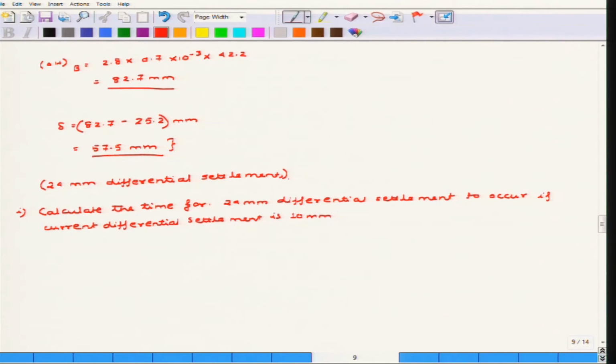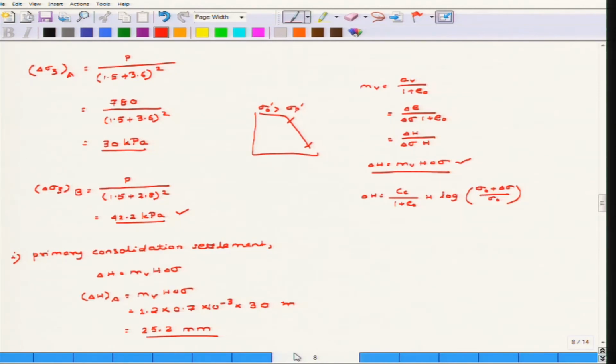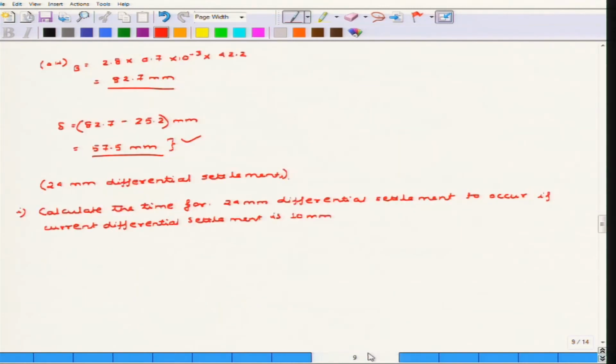within which you should restrict your differential settlement. So at present the differential settlement is ongoing in the structure, because this is the ultimate differential settlement that we have found out, 57.5, because as you know, these formulas are basically to find out the ultimate settlement. So obviously this differential settlement is the ultimate differential settlement. Now in the ongoing process basically the differential settlement is right now 10 millimeter, and you are asked to find out the time for 24 millimeter.